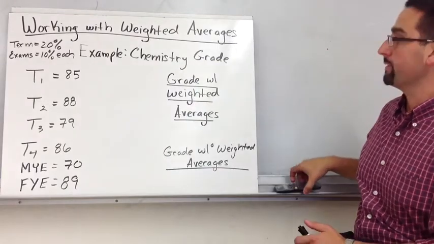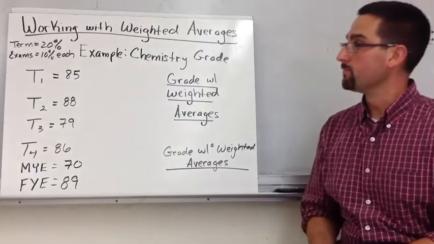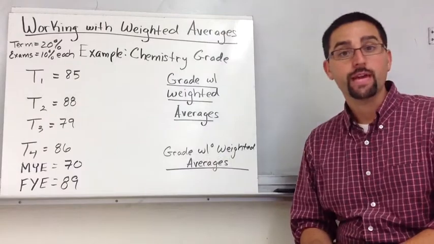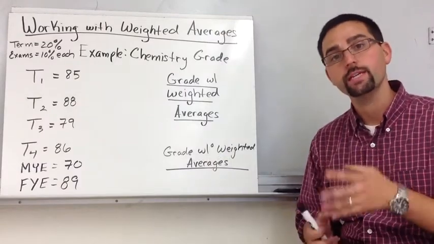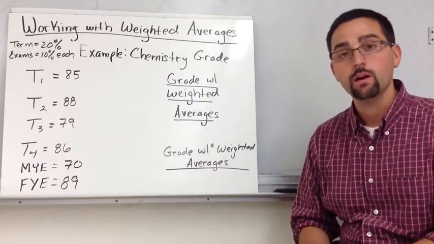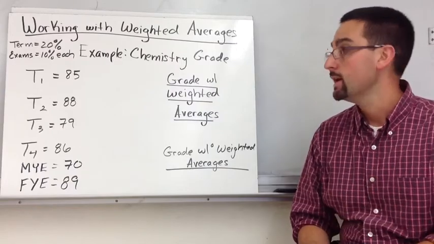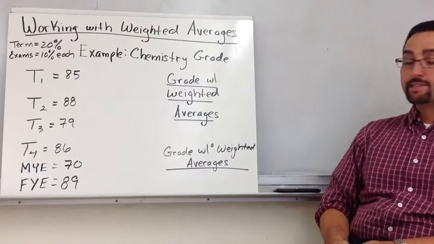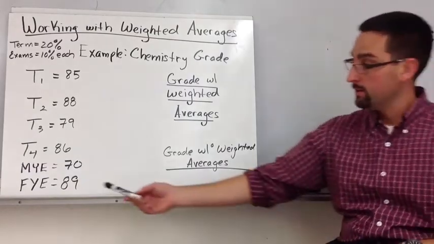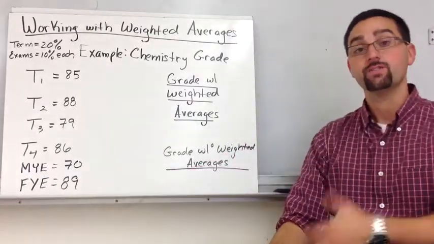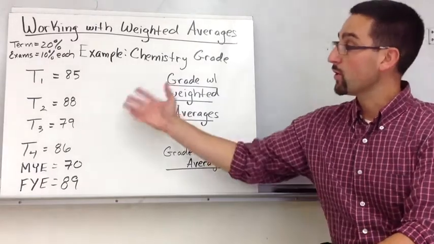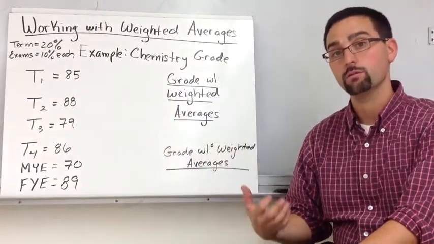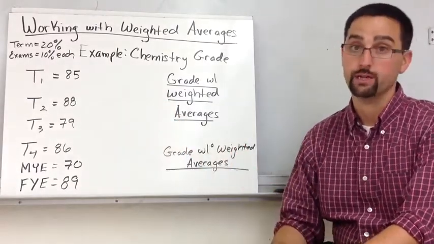So the high school where I teach, the way that grades are calculated is there's 4 terms. Each term is 20% of the student's grade weighted, and then the mid-year exam, MYE, is 10%, and the FYE, the final year exam, is also 10%. So the terms weigh heavier than the final and mid-year exams.